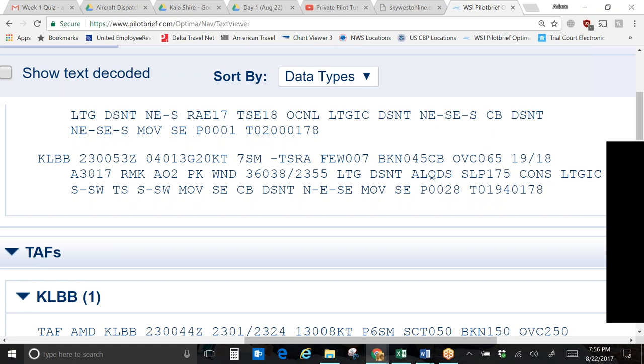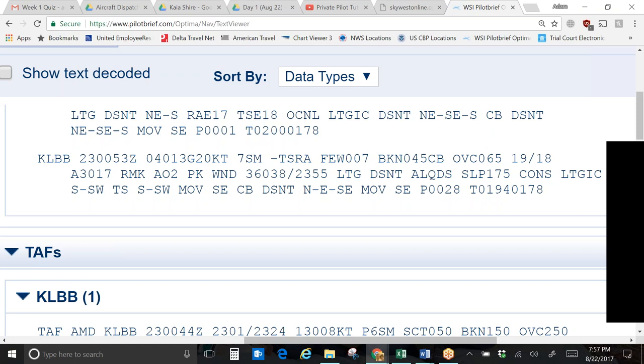LTG. Lightning. That would be distant. So lightning, distant, and then the ALQDS stands for all quadrants. When an ASOS or an AWOS, which is like what this is, is doing the report, it's looking in a 360-degree rotation, all the way around. It's measuring in all directions, but it measures just like a math graph, how you have it divided into top left, top right. So it's looking at each quadrant: northwest quadrant, northeast quadrant, southeast quadrant, southwest quadrant.